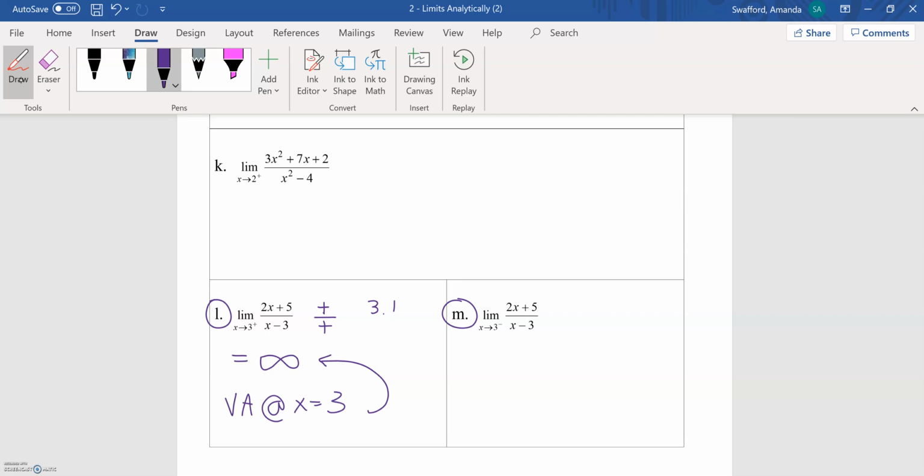Same thing over here. In this case, I want a number just to the left of 3, so I'm going to pick 2.9. So I'm going to plug 2.9 into the top. It's going to produce a positive. But in the denominator, a 2.9 minus 3 is going to produce a negative. So I will say this limit's negative infinity.